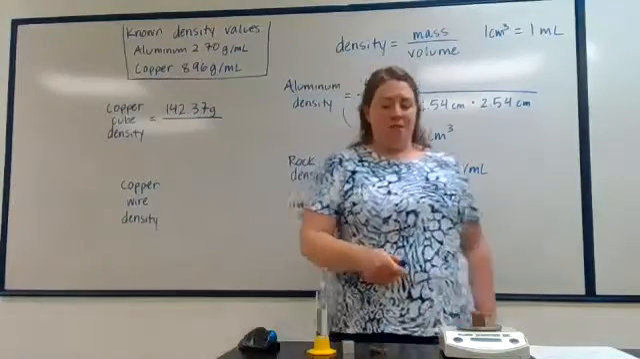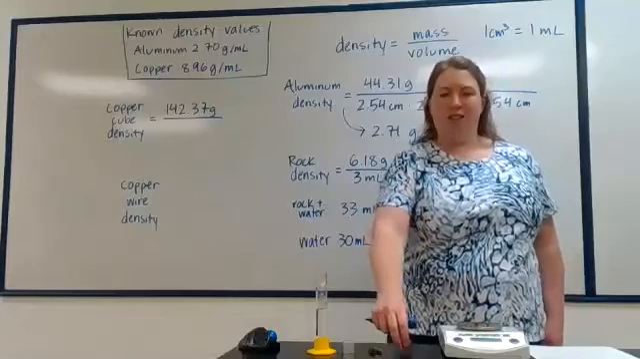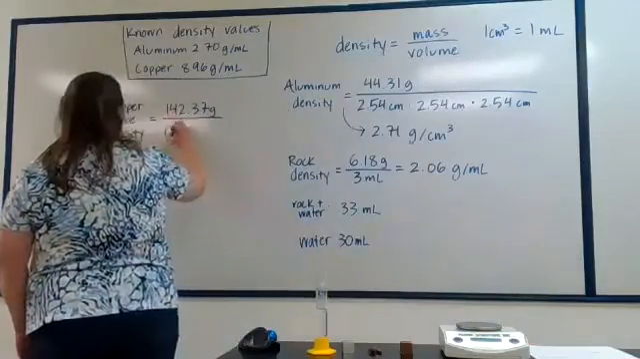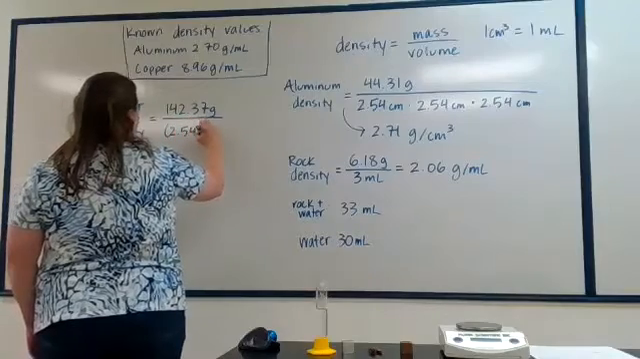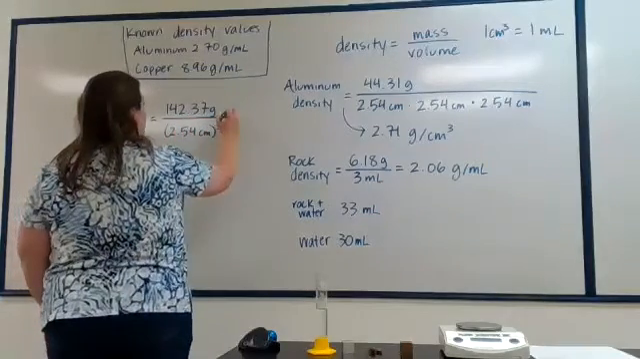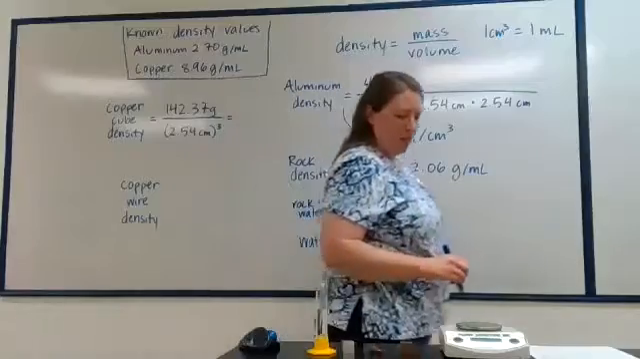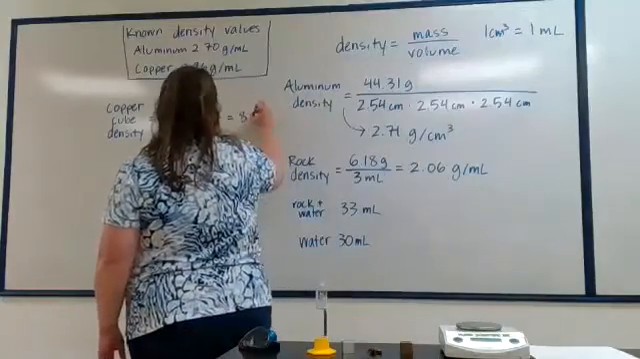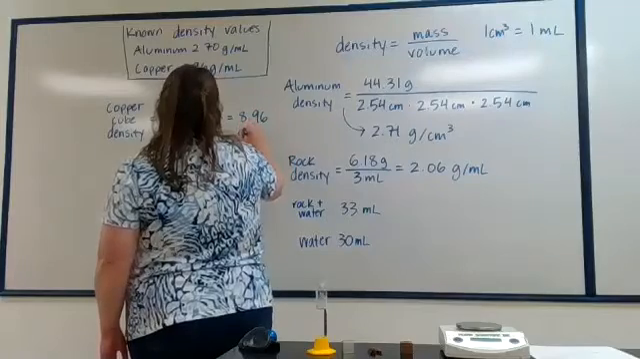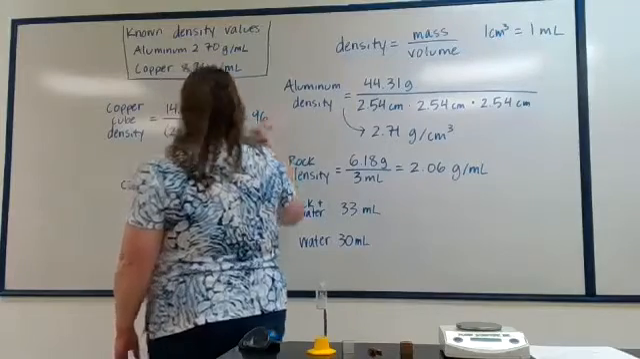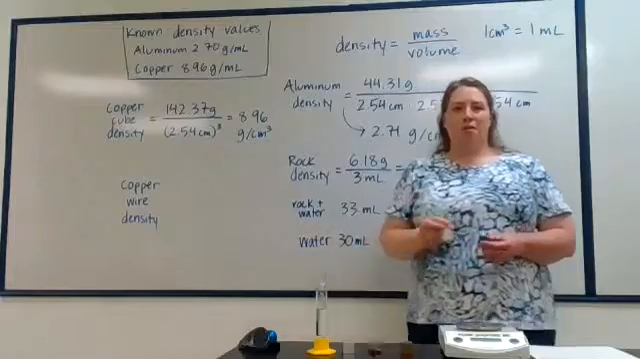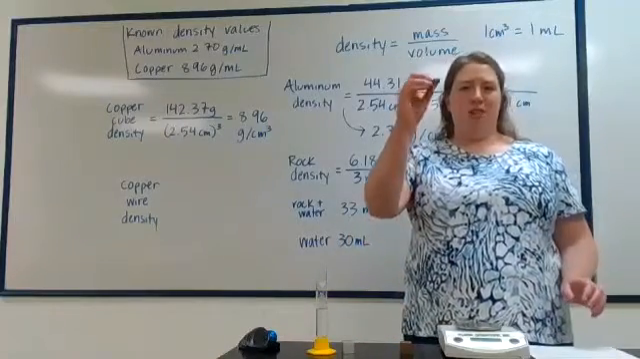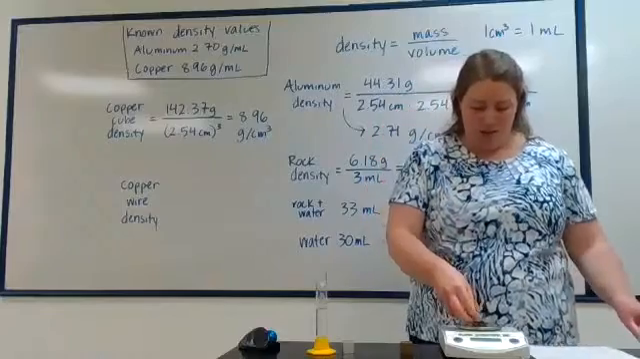So that's the mass of this copper cube. Again, like the cube before, it's 2.54 centimeters on each side. And that works out to be 8.96 for that cube of copper. Now, here are these two pieces of copper wire. I'm going to weigh them together.